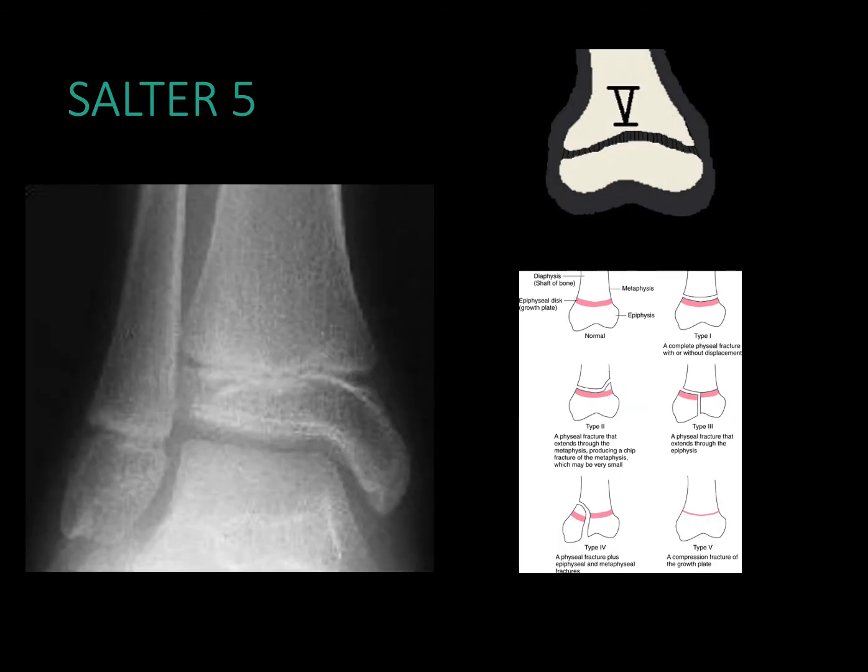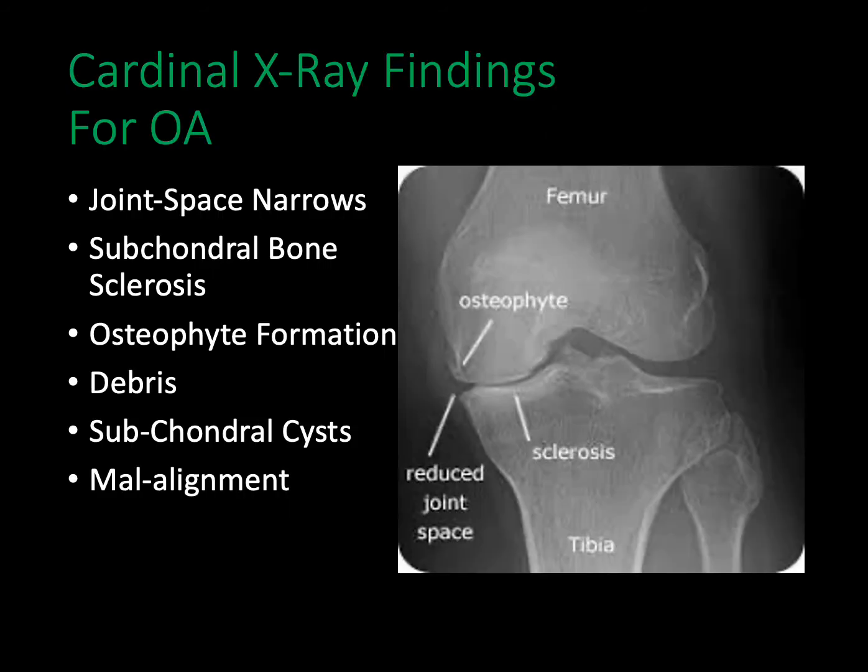And then a Salter 5 here is more of a compression fracture of the growth plate here. So this is one where the growth plate has been compressed and impacted, which can impact the ability of this bone to fully grow. All right, so that kind of completes the Salter-Harris classification.